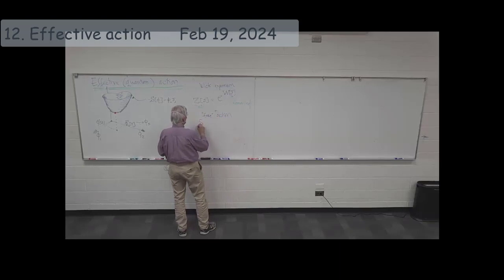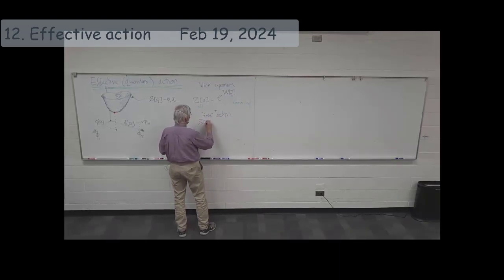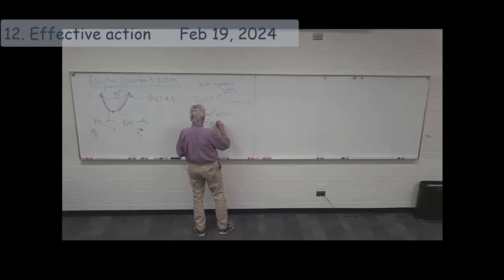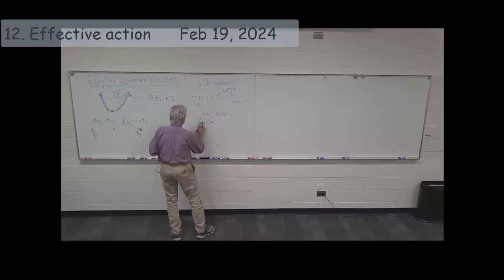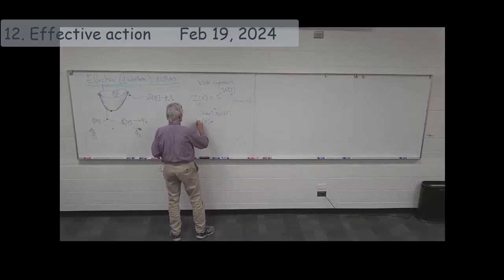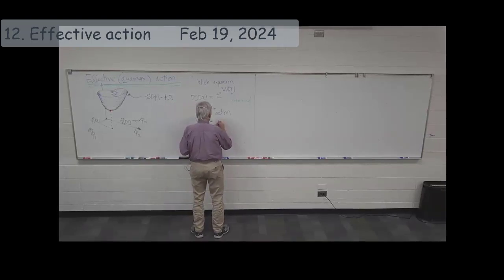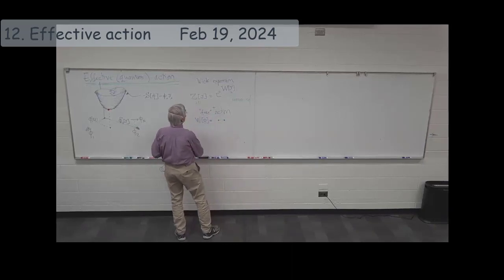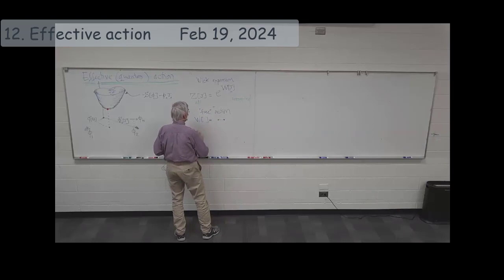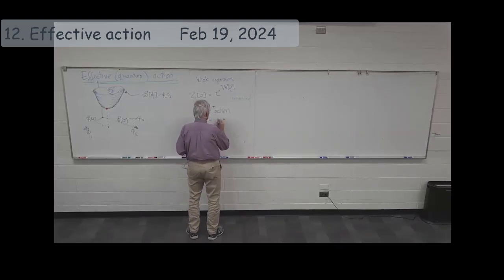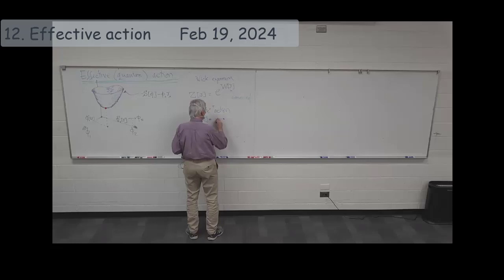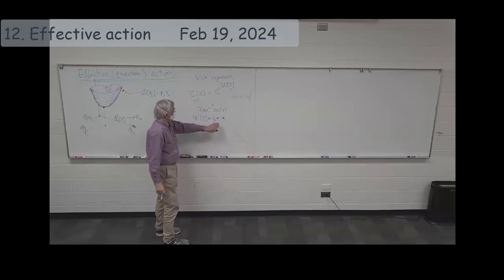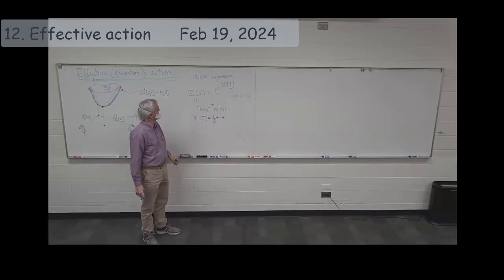So if your action S of phi, actually W of phi, equals you start someplace, you end up someplace. This is the propagator we computed the first week, 1/2. That's the only thing that happens in the theory.